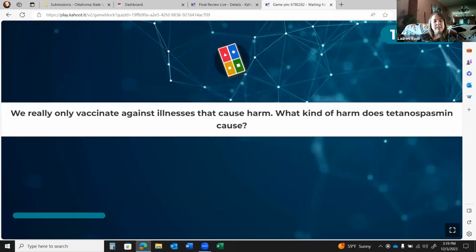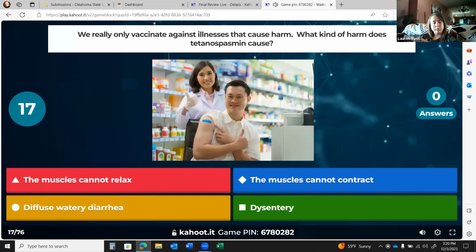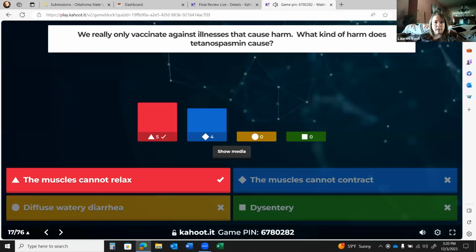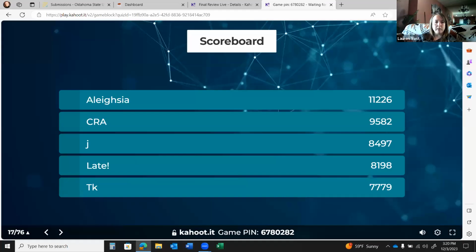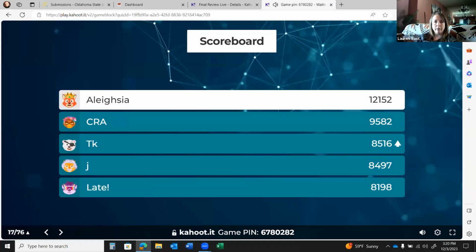Okay, we really only vaccinate against illnesses that cause harm. So what kind of harm does tetanospasmin cause? Right. So with tetanus, we're having the issue of the muscles cannot relax. So they seize up. It's called spastic paralysis. Those are fair bets either way. At least you guys are leaning the right way there.